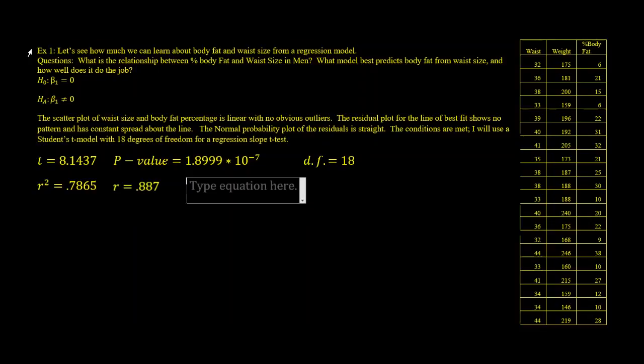Now we'll state our model. Body fat hat equals negative 62.56, which was our a from the calculator printout, plus 2.22 times waist size.